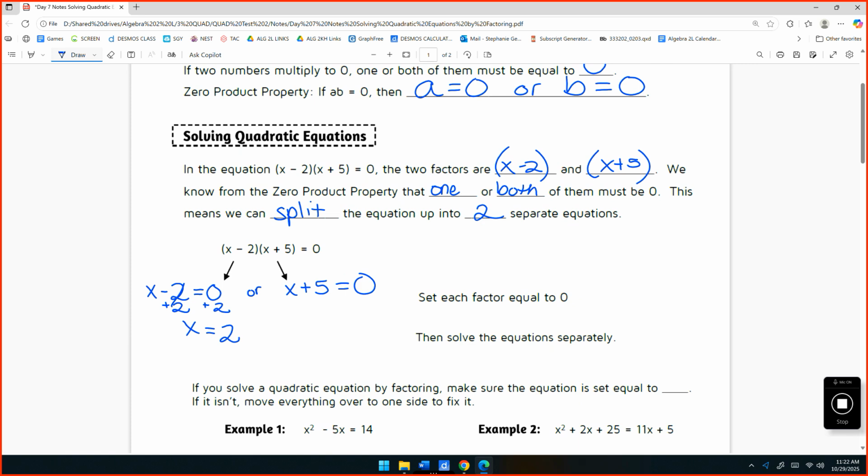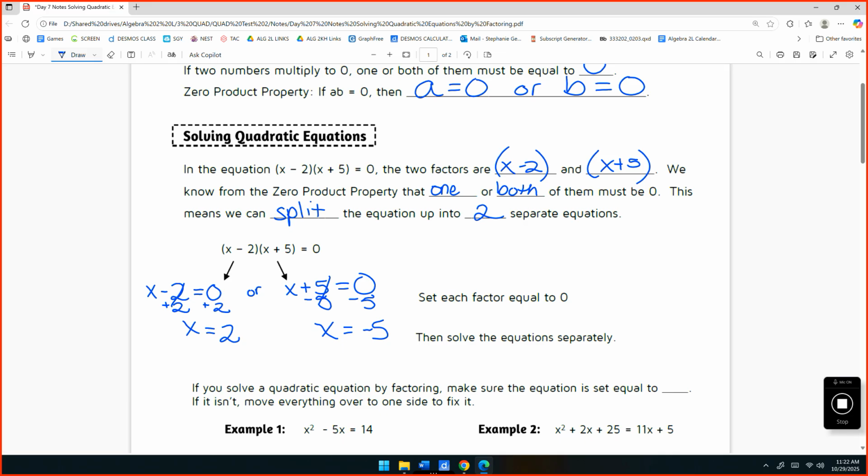So x equals 2. And then I'm going to come over here and solve this little baby equation. To get x by itself, I would just minus 5, right? So I have 0 minus 5. What is 0 minus 5? Negative 5. Okay, so those are my two answers.